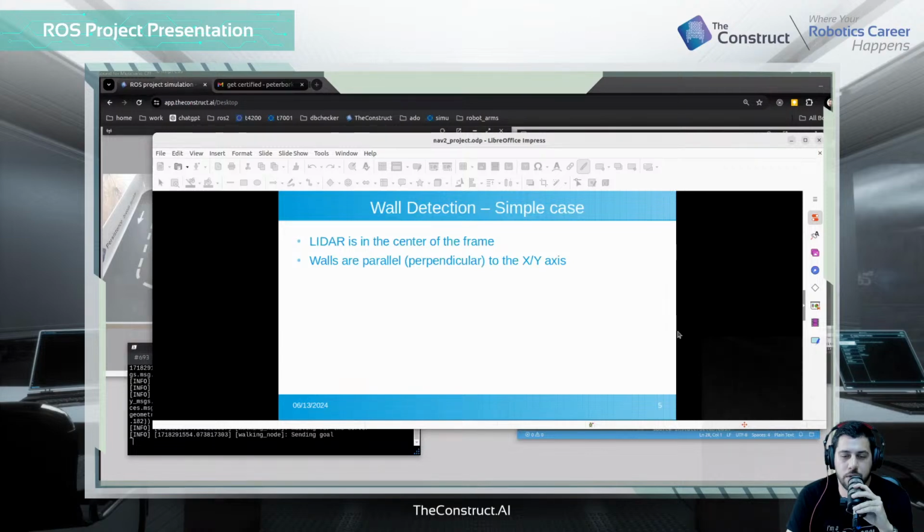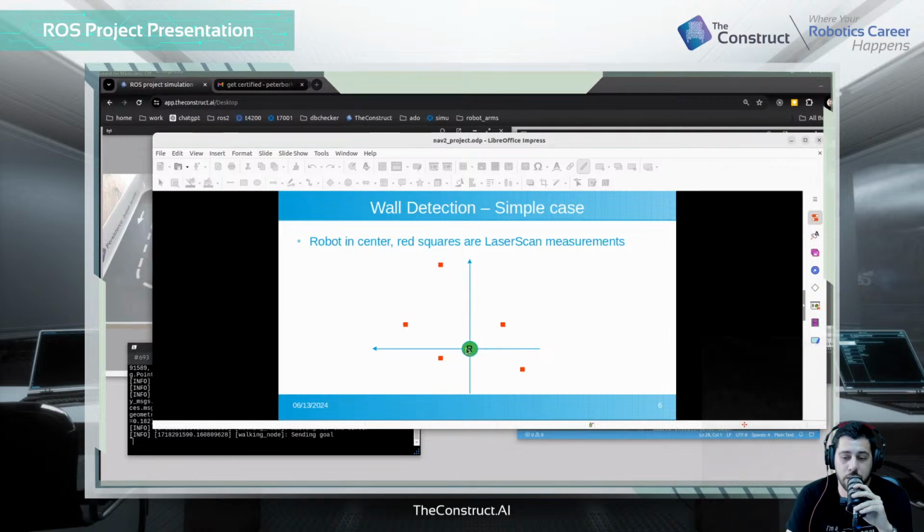I can tell you how I detect the walls. The lidar is in the center of the frame, and let's see the simpler case, when the walls are parallel to the x or y axis. This is the robot in the center. This is the x and this is the y axis, and let's say that these are the laser points, I mean the ranges that the laser scan detects.